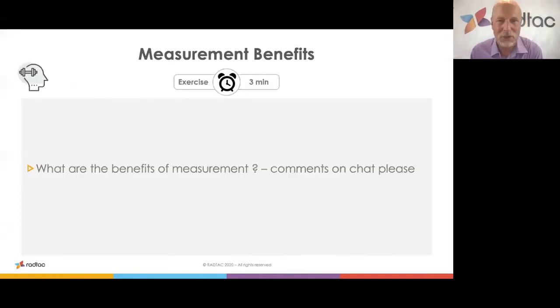So again, over to you on the old chat again. What are the benefits of measuring? Why should we do this sort of thing? So I'm just going to go to the chat again, and if you'd be kind enough to raise in chat your thoughts on this. What's a good idea?